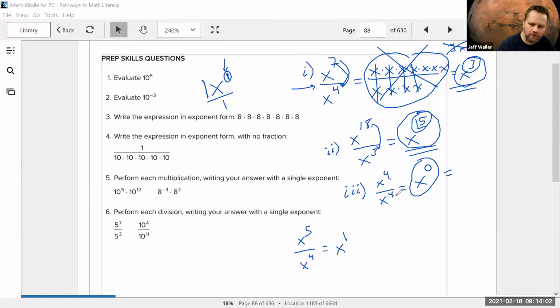So what's 4 minus 4? 0. Now, stay with me. 0 power, what does that mean? What is something divided by itself? 1. So anything to the 0 power is 1.